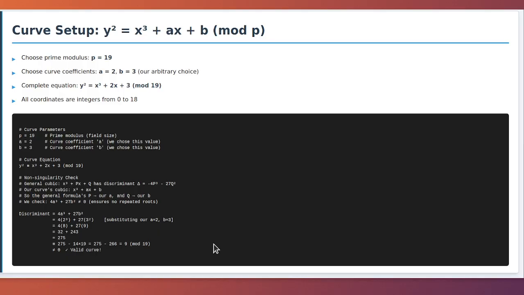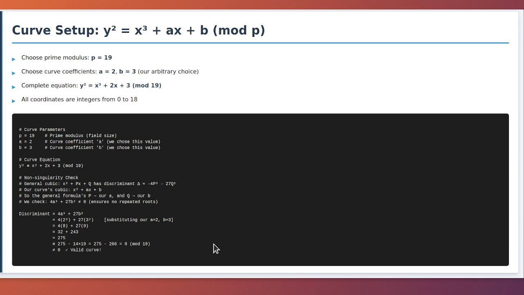The curve must be non-singular. This means it can't have any cusps or self-intersections where the curve crosses itself. A singular curve doesn't have a well-defined group structure, which makes it unusable for cryptography. To check this, we use the discriminant formula from algebraic geometry. The discriminant tells us whether the cubic polynomial on the right side of our equation has any repeated roots. If it does, the curve has a singularity.